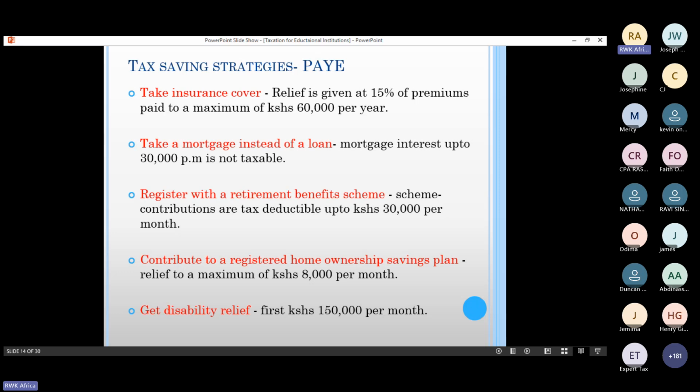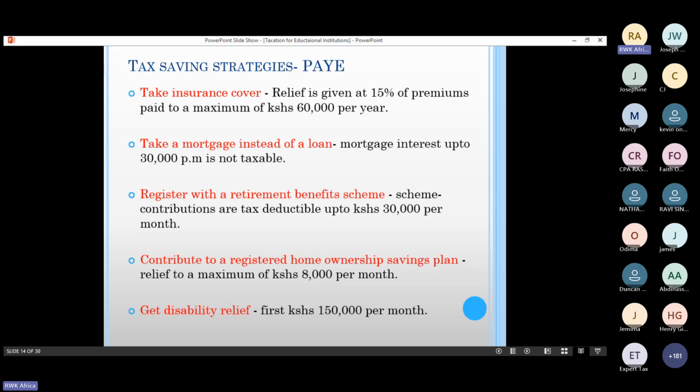So here we are talking about this relief or the tax allowable. They are not subjected to tax. So from the monthly salary that you have, they are going to be deducted so that they can arrive at the taxable income. And this will enable you to lower the pay as you earn tax that you're going to pay on a monthly basis. Then we have getting a disability relief.